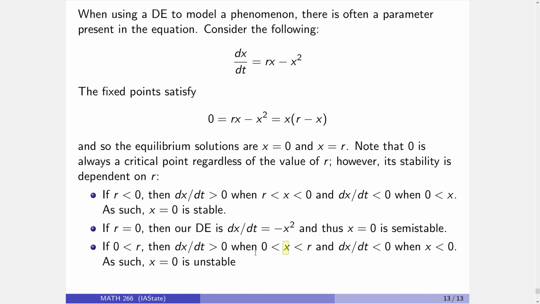But anyway, so when x is bigger than 0, then the derivative is positive. But if it's a little bit less than it, the derivative is negative. So if you're above it, you blow away from it, and if you're below it, you blow away from it. So it's unstable.